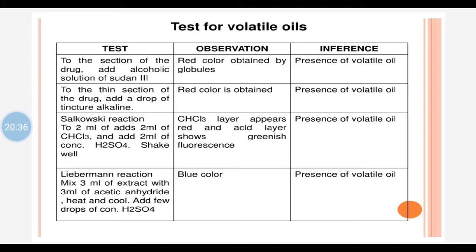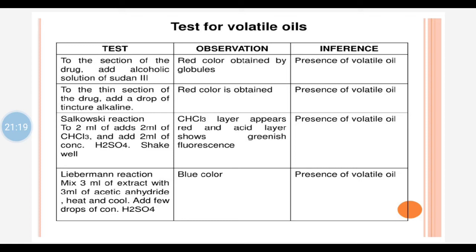Now, important tests for volatile oil. So general tests are that to the section of the drug, an alcoholic solution of Sudan III reagent is added. Observation is red color obtained by globules, which confirms presence of volatile oil. Then another test is a thin section of the drug. A drop of alkaline tincture is added. Again it gives red color, which confirms presence of volatile oil.